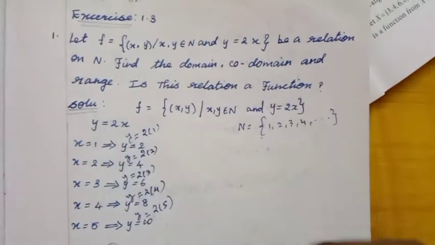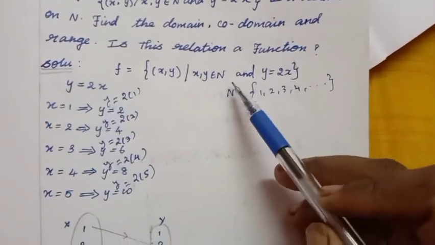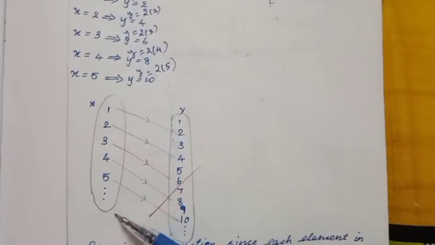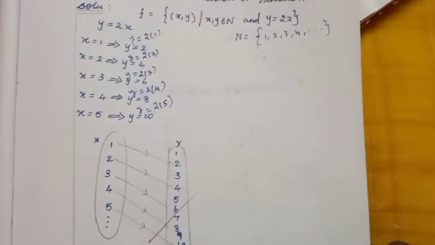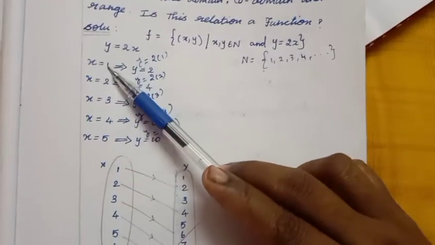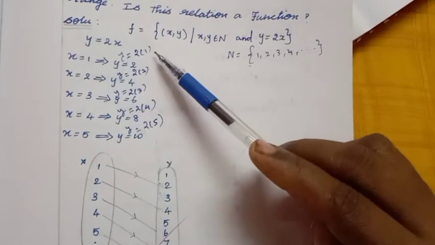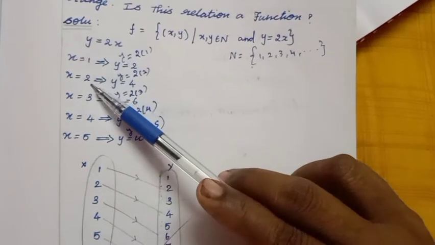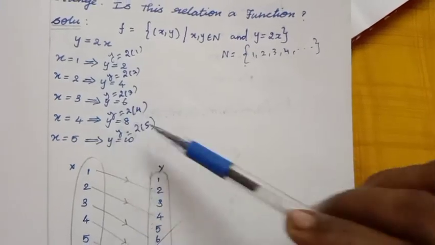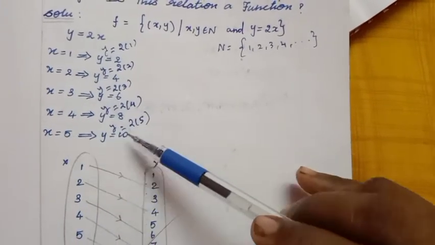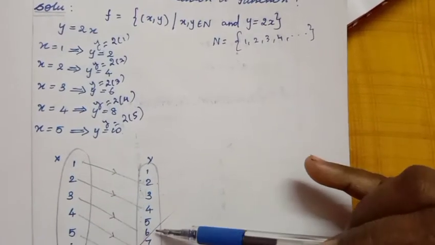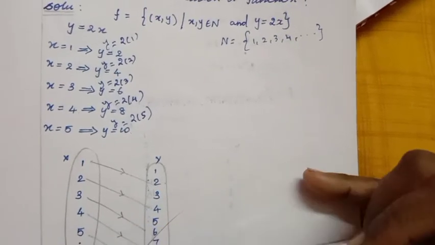Now you have to consider that both x and y belong to natural numbers. You have to draw the arrow diagram. In set X, consider the natural numbers, and in set Y also natural numbers. What did we find when substituting? x equals 1, what is the y value? 2. x equals 2, y value 4. x equals 3, y value 6. x equals 4, y value 8. x equals 5, y value 10. So 1 maps to 2, 2 maps to 4, 3 maps to 6, 4 maps to 8, 5 maps to 10.